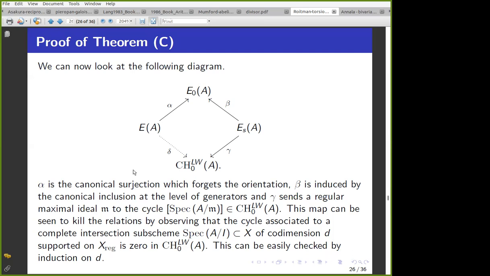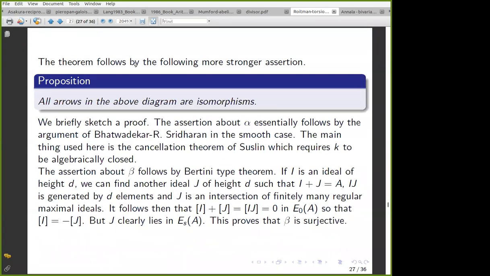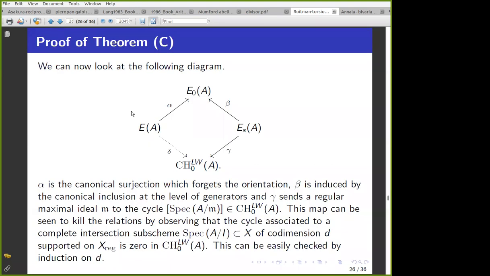So, remember, our goal is to show that there is an isomorphism from Euler class group to Chow group. So we have this diagram here, and what we prove is the following. So here is the theorem. We prove that all arrows in this diagram are isomorphisms. So alpha, beta, and gamma, I claim, are all isomorphisms. Hence, there is an isomorphism from Euler class group to Chow group. So it goes in a very indirect way. So this is the proof: you have to prove that all three are isomorphisms.